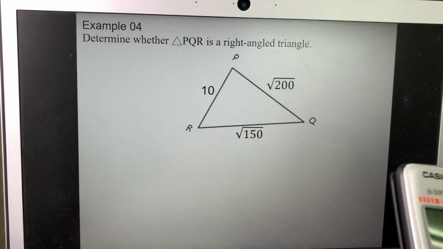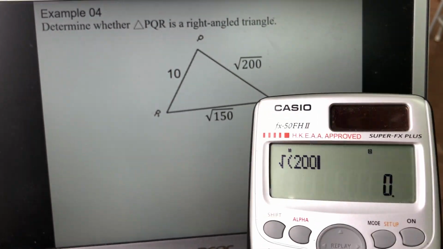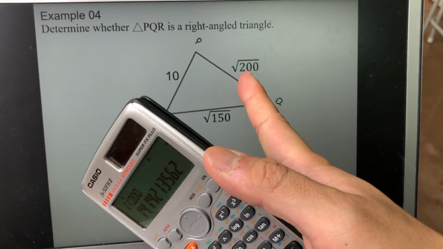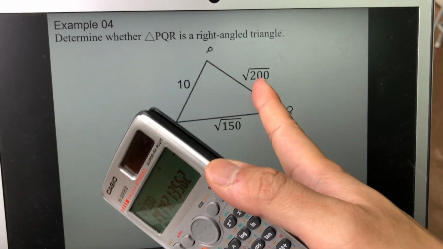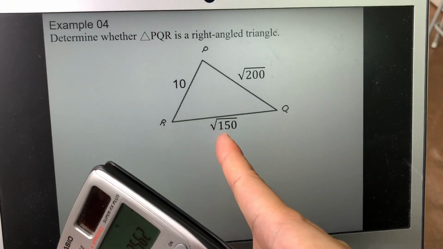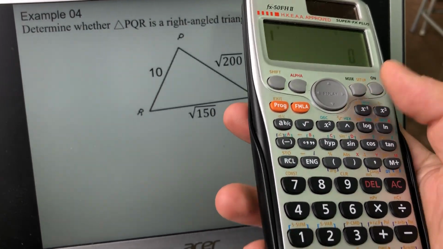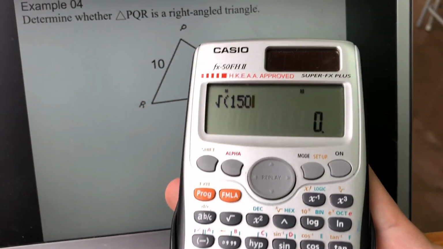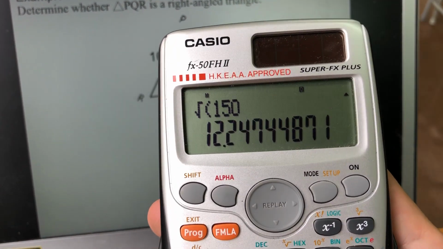Square root of 200, what is that? Oh, 14 point something. So this is 14. This is 10. 14 is longer than 10. Then what about square root of 150? Let's check. Square root of 150. What is that? 12.